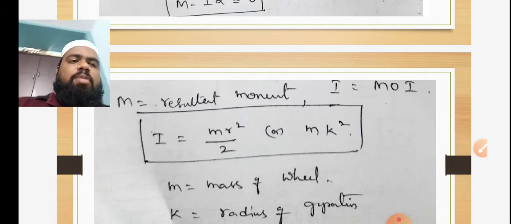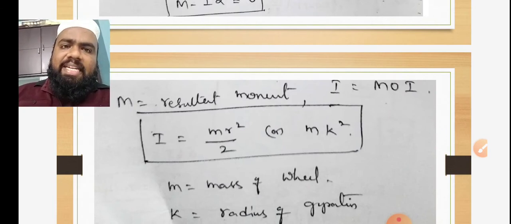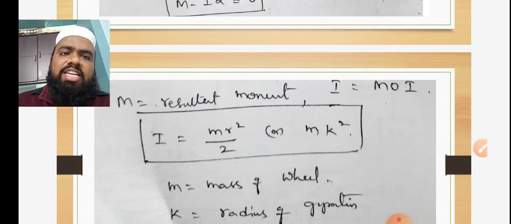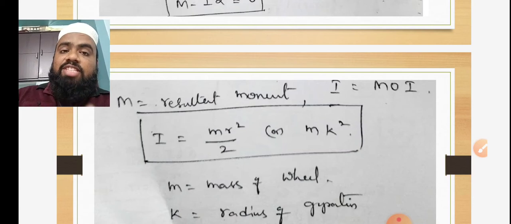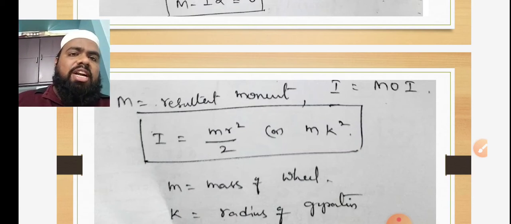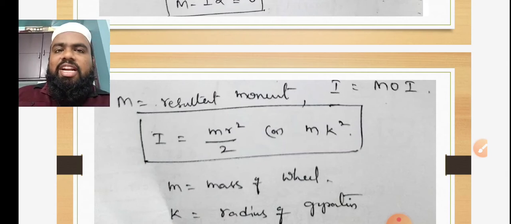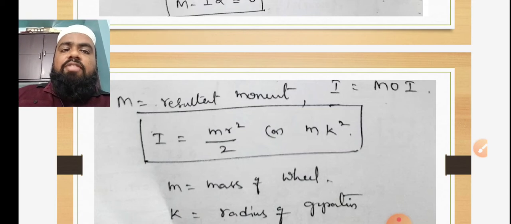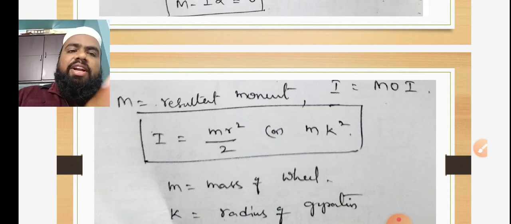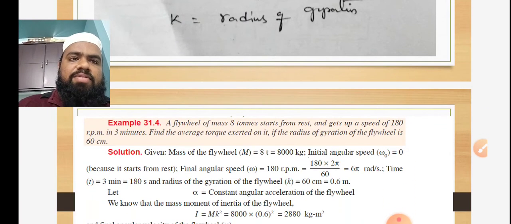M is equal to resultant moment and I is equal to mr square by 2. For a rotating disc or round body, there is a standard formula for moment of inertia, I is equal to mr square by 2. We have seen this in the moment of inertia concept. Clear? I is equal to mr square by 2, or we can call it mk square, where k is the radius of gyration. Sometimes in problems he will not mention the radius, but the radius of gyration. Then for finding I, we should use mk square, where m is the mass of the wheel and k is the radius of gyration.